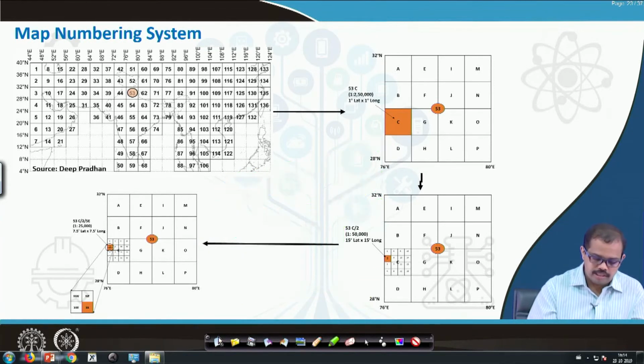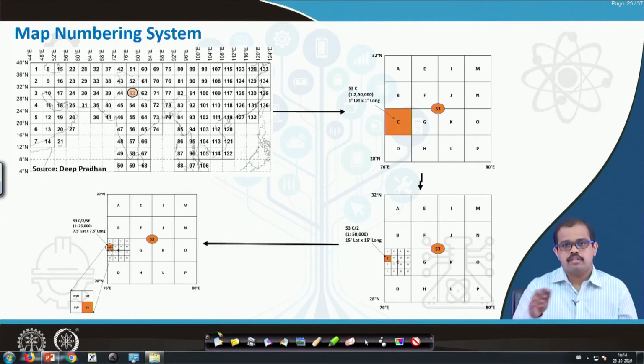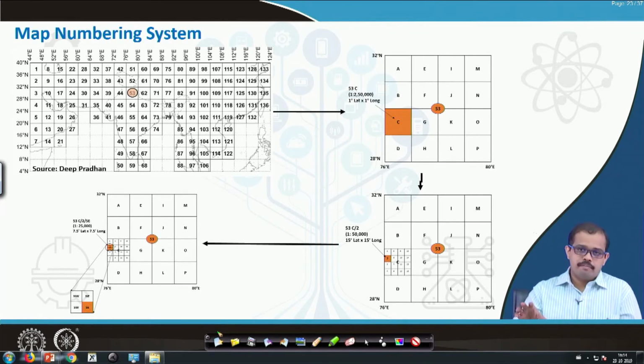Okay. So just an example that I have taken. You can look at how map retrieval can be done. I would suggest each one of you go to the Survey of India website, download a map of your region itself. Okay, download a map of your region and also look at the neighboring region.